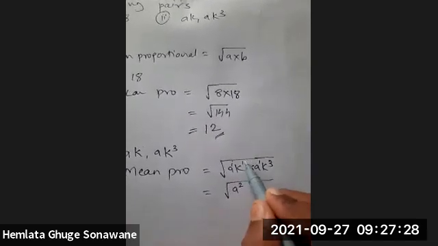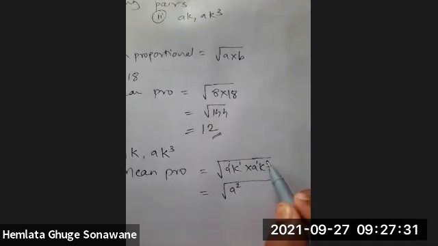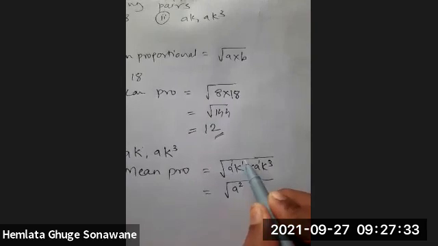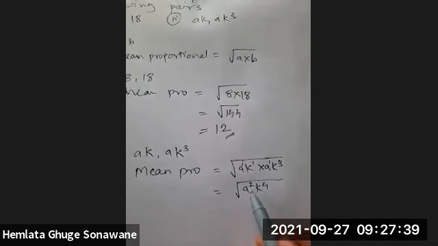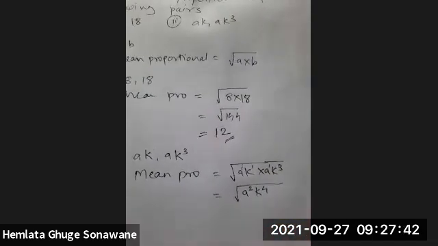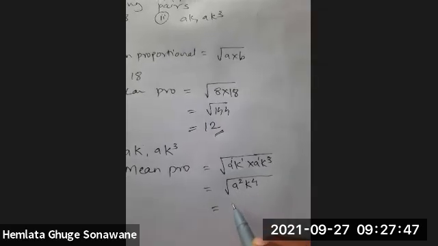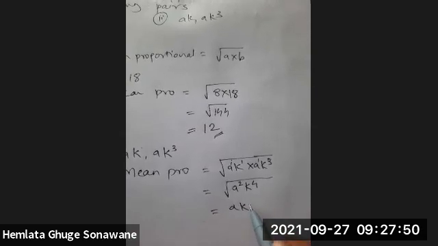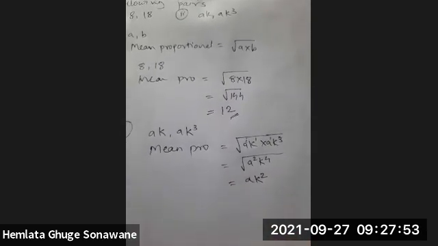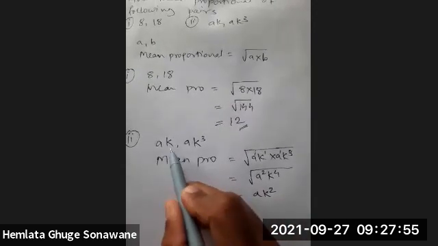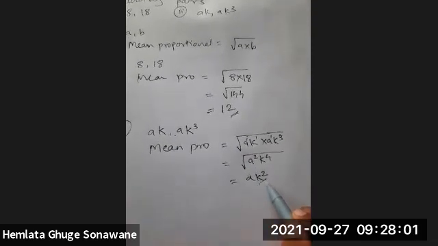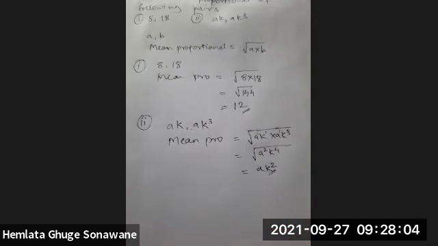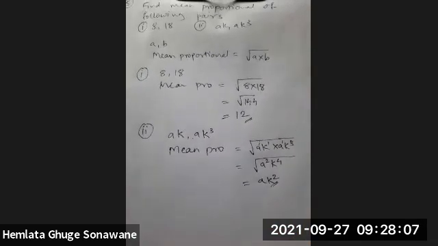K raised to 1 into K raised to 3, that is K raised to 1 plus 3. So we'll write here K raised to 4. Now we have to take the square root of this. So it becomes A into K square. Okay, this is the mean proportional of AK and AK cube. This is the value. Understood, Suhani?